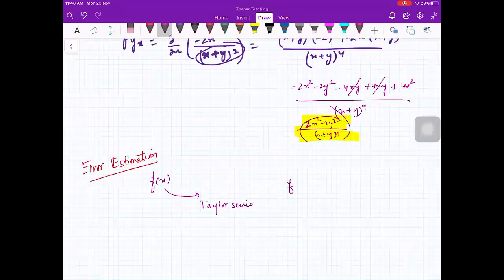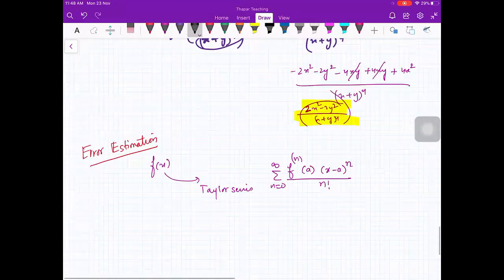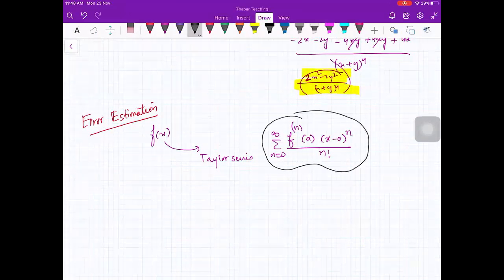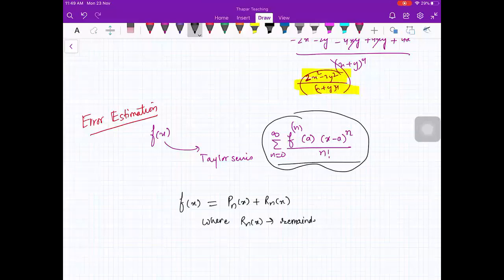So your Taylor series is the sum of f nth derivative at a, times x minus a raised to power n upon n factorial, n from 0 to infinity, right? And then we want to see when this series is convergent and convergent to f of x. Then we have seen that f of x may not be equal to this series, but is equal to Pn(x) plus Rn(x), where Rn(x) was the remainder after n terms.